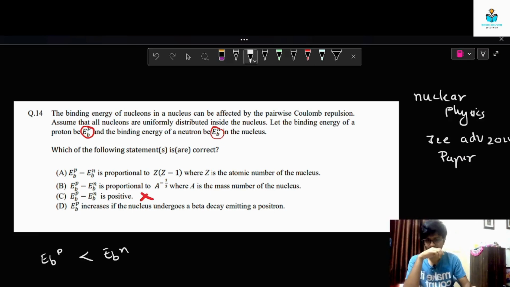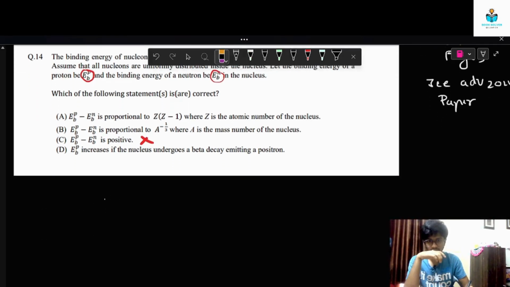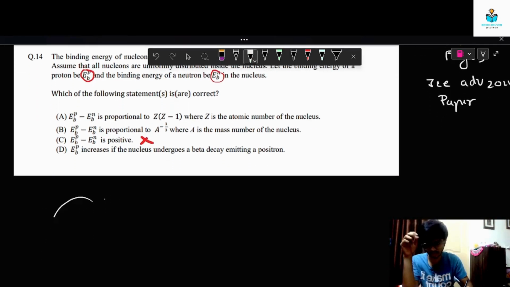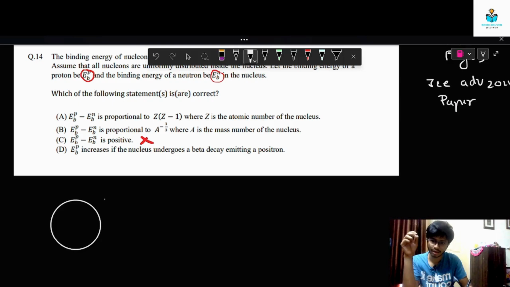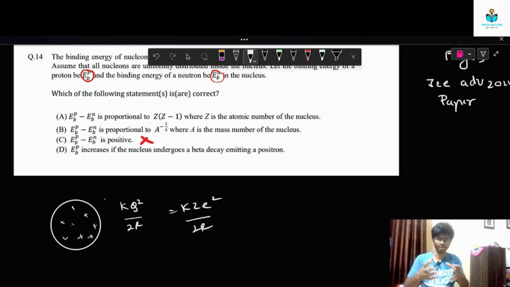Now, see, this is your nucleus. Okay, there are positive charges everywhere. It has some self energy. This K is Z square by 2R, the self energy of all the protons, all of the nucleus for that matter. This will be that.